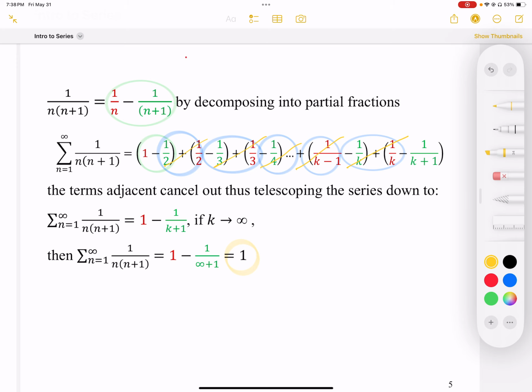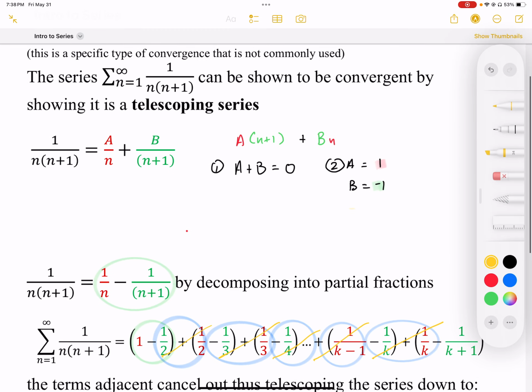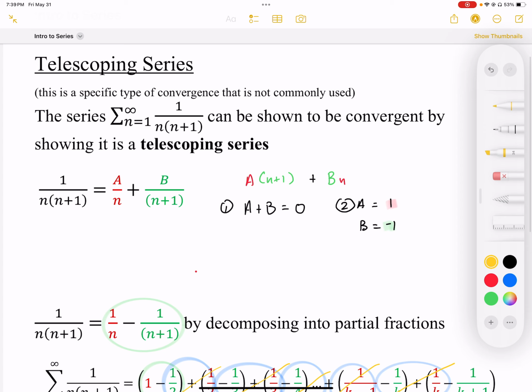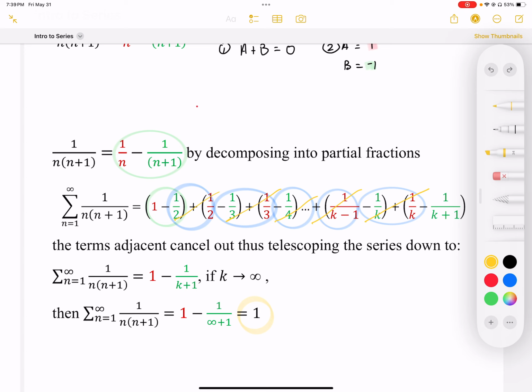So this doesn't show up very often. We don't use this very often, but it is a useful thing to know, because when you see it, you can see how, first of all, we can show that it is convergent, but also this is a very useful technique to be able to actually calculate sums, because in this case, we actually worked out the sum of this series to be equal to 1.